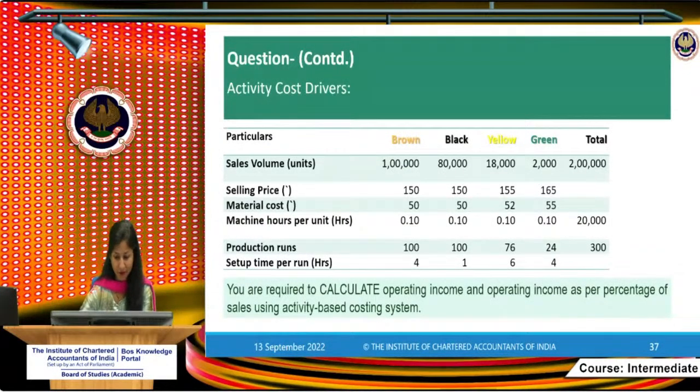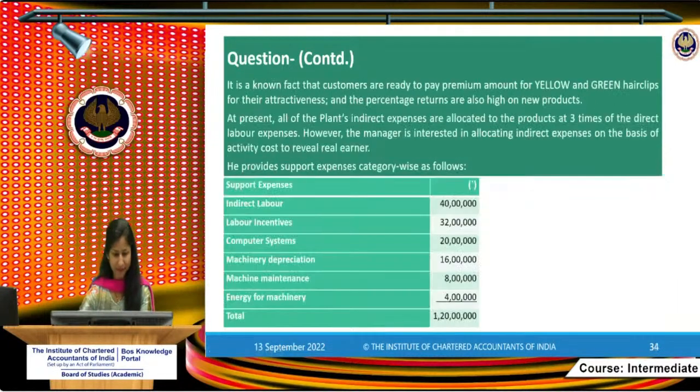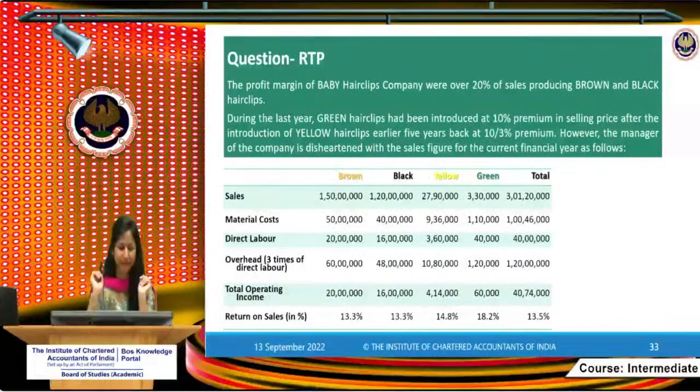Yeah, sales volume, price, material. Okay, production run, setup time per run. I think these are kind of cost drivers. Through this question, we will tell you what is actually a cost driver. Now we have all the information. We have cost drivers, we have certain information. Because now I know what information I'm going to have, I can start right now.